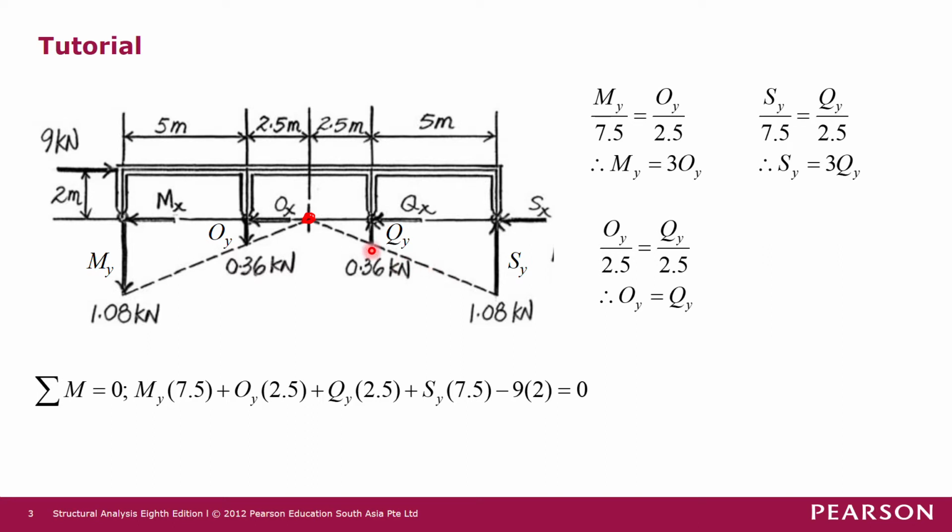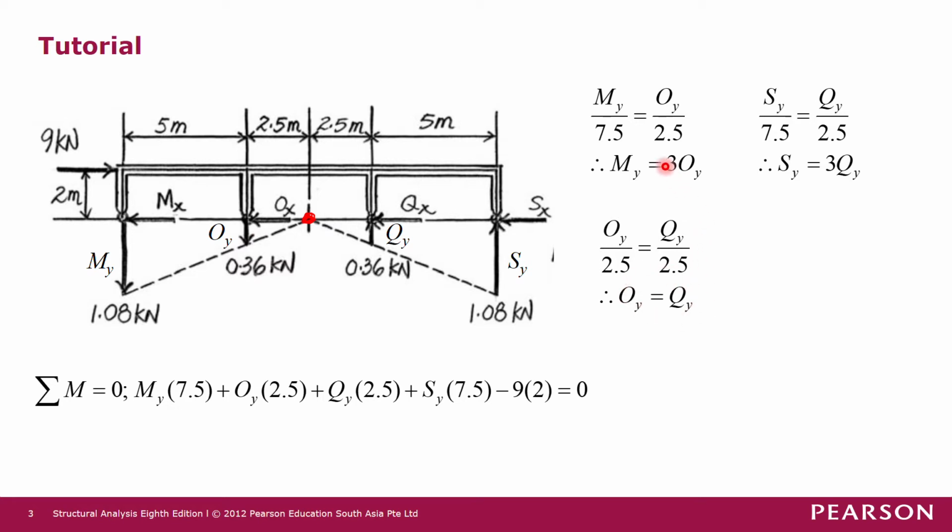And then another equation that we may look at is these two similar triangles. Here we have Oy over 2.5 equals Qy over 2.5. So Oy is equal to Qy. This will be equal in magnitude.